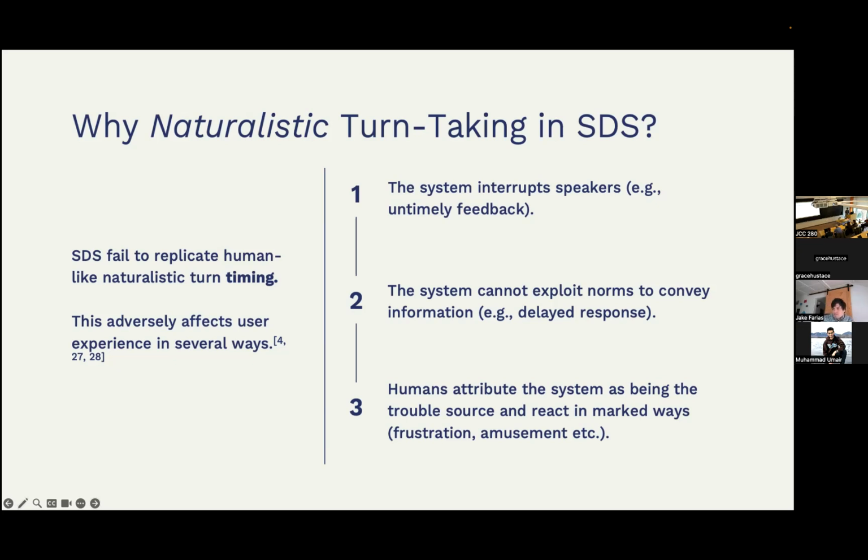So here's an example of ChatGPT, which is like a new spoken dialogue system. The important thing to note here is not the content, but actually the time between the turns that it takes for the system to respond.